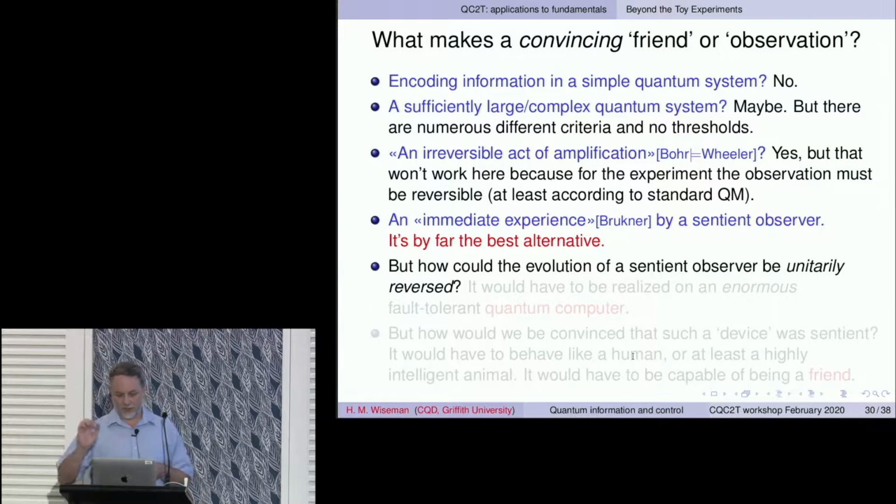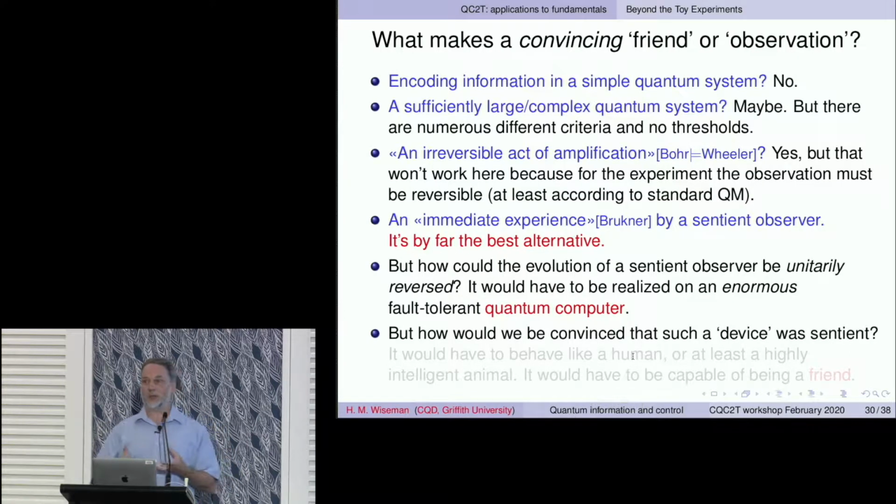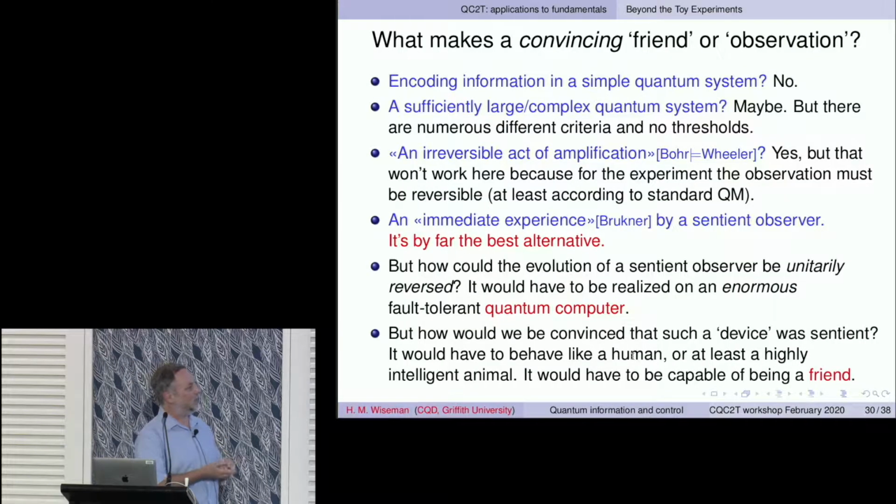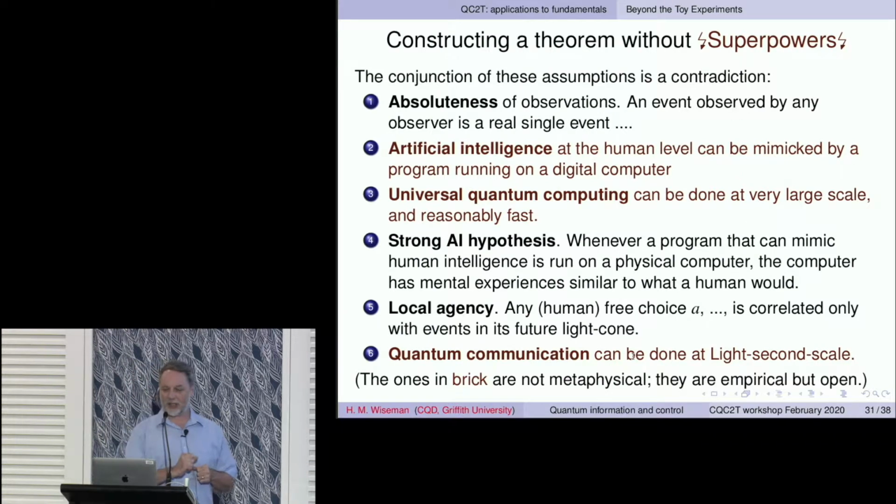So how could we do this? How could we unitarily reverse the evolution of a sentient observer? Well, that observer would have to be realized in a quantum state, on an enormous quantum computer. And how would we know that the device was sentient? Well, we're probably never going to know, but basically I'm going to claim that it would have to be big enough, running an artificial intelligence program sufficiently sophisticated that it could genuinely be our friend. It would act like a human to that extent. Okay, so these are very challenging, and I'm not going to talk about how challenging.